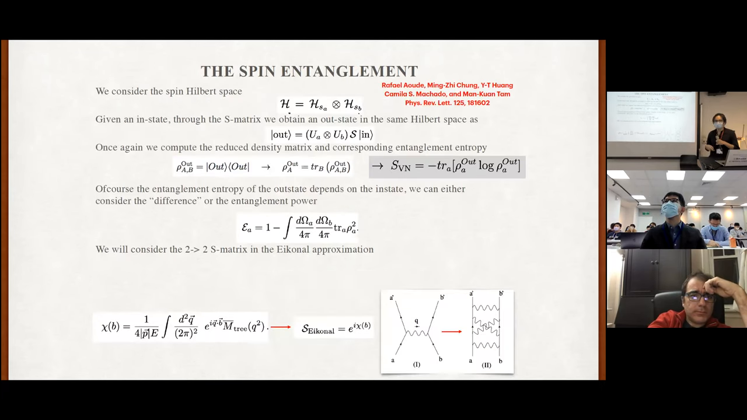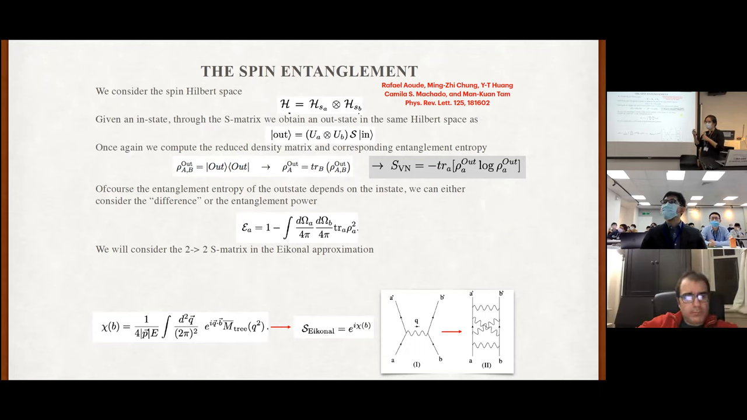Now, of course, I need to tell you what Hilbert space I'm in, but because I'm talking about spinning objects, obviously the natural Hilbert space is the spin space Hilbert space. So I'm going to take the two-particle spin space Hilbert space, and my S matrix is going to map my in state to the out state. It's very easy. I can just compute the out state entanglement entropy, which is the von Neumann entropy, and then see what the difference is.